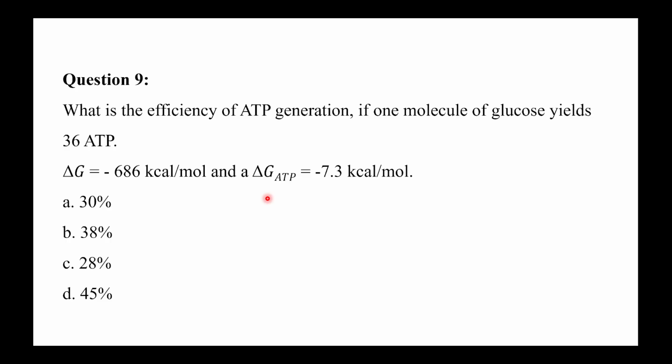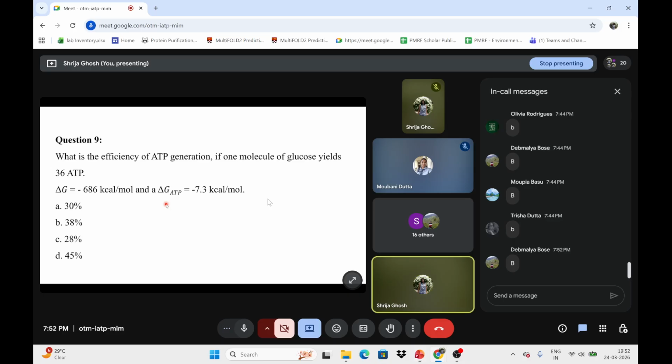For the whole oxidation of glucose, the energy is 686 kilocalorie per mole. For one ATP molecule, the free energy is minus 7.3 kilocalorie per mole. So what would be the efficiency? How will we calculate? All of you calculate. I can see one person has already calculated. Very good.